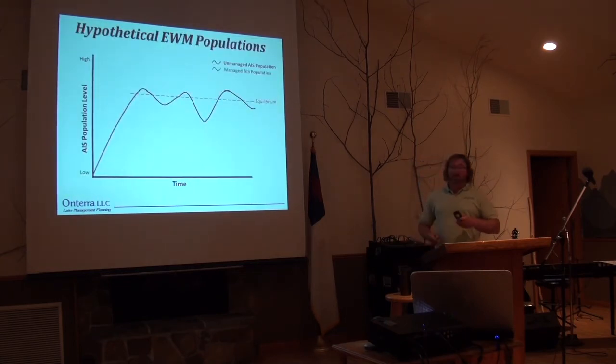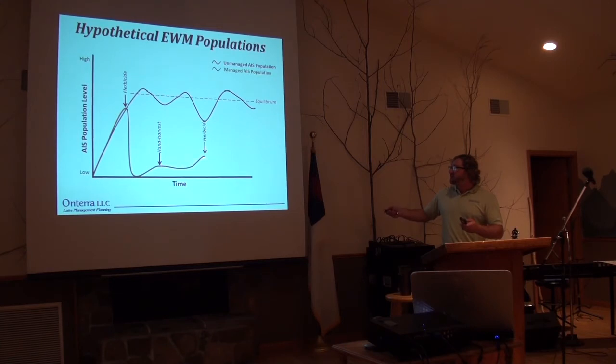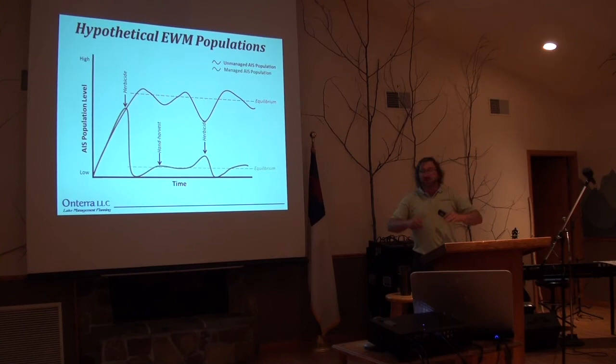So, hypothetically, we would think that an unmanaged population would go up, we would intervene, say with an herbicide treatment, knock the population down, maybe try to hand harvest and retain, another herbicide treatment. Over time, we would try to keep the population at this lower level. We're not going to get rid of it, and if we stop doing treatments or hand harvesting periodically, it's going to go back up to this unmanaged level, bottom line.